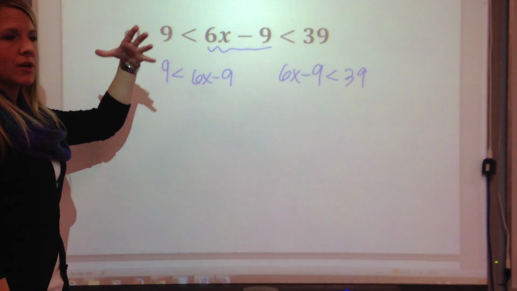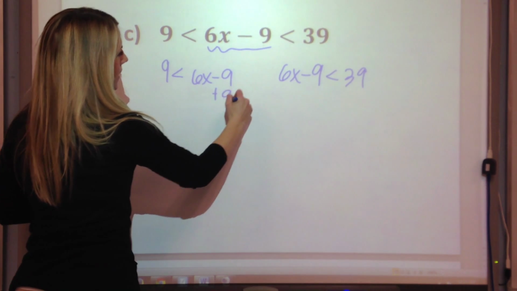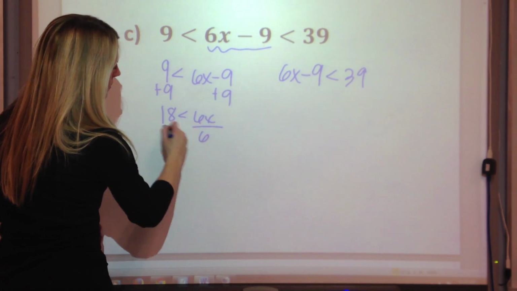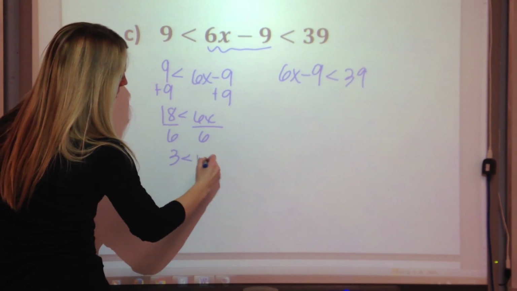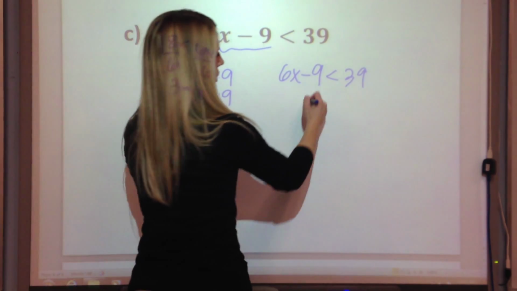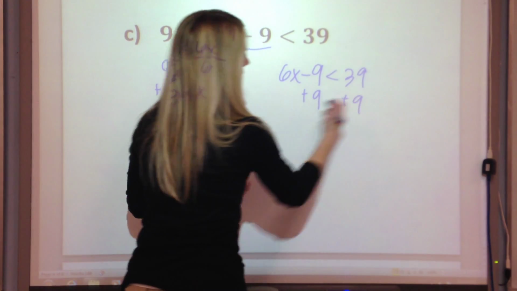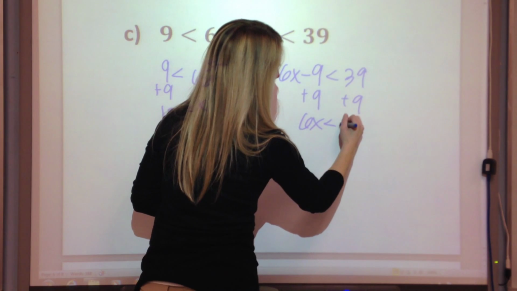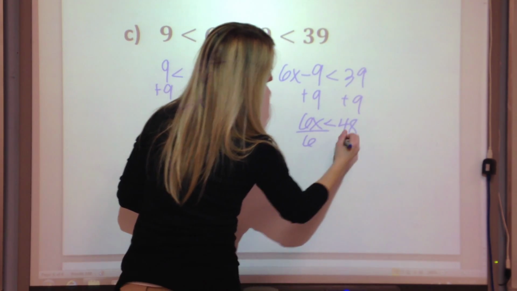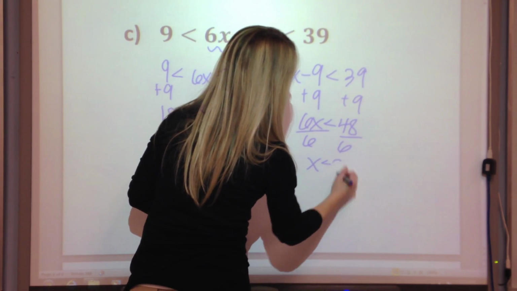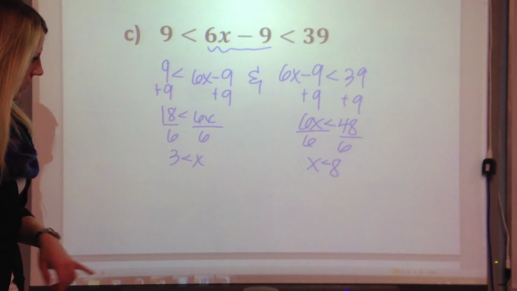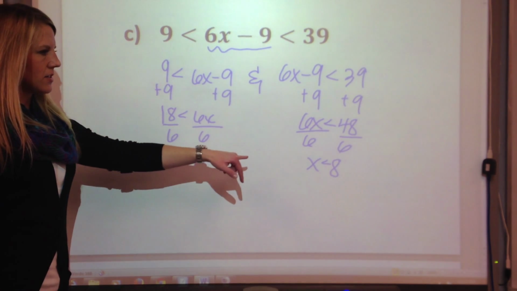So now we solve them both just like we always have. Add 9 to both sides. 18 is less than 6x. Divide by 6. 3 is less than x. Go over to your other inequality. Divide by 6. x is less than 8. And again, these are going to be connected with an and. So I got 3 is less than x and x is less than 8.